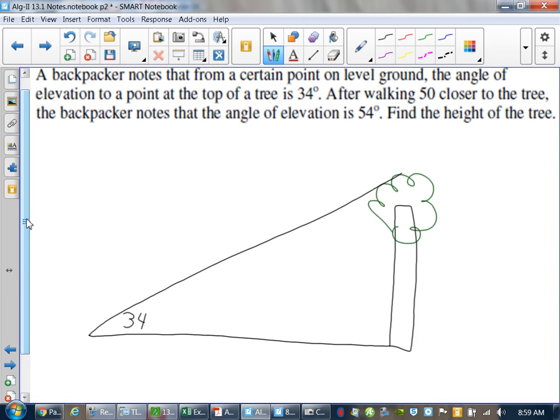Do we know how far away the person was to start with from the tree? No. Do we know how tall the tree is? No. So the initial distance from here to here, we're going to call it x. And then the other one is x minus 50. What are we going to call the height of the tree, you think? How about h for height?